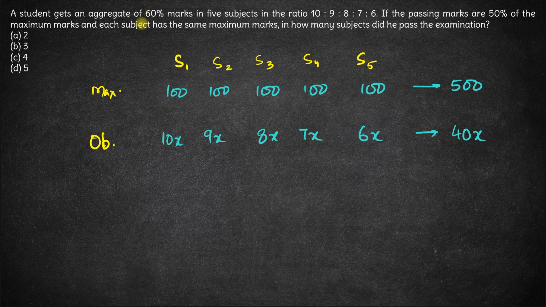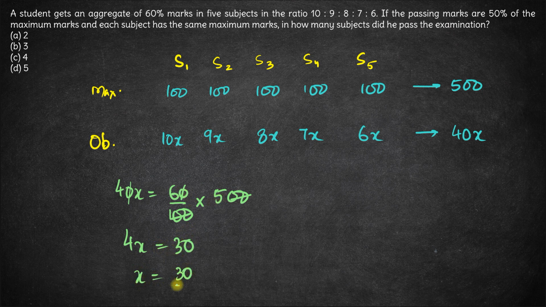Now it's given that on an aggregate he got 60% in all 5 subjects combined. So the 40x marks that he obtained is effectively 60% of the total marks. So we have 40x is equal to 60% of total marks 500, right? So we have 100 cancels out. We have 0 and 0 getting cancelled out here. So we have 4x is equal to 6 into 5, which is 30. So from here x comes out to be 30 by 4, which is 7.5.